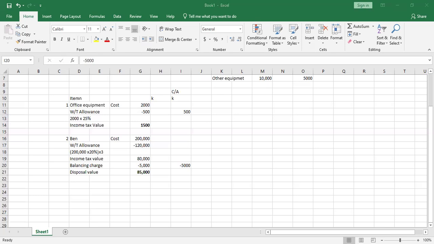All right. So now let's look at industrial buildings. Capital allowances on buildings, right? Buildings are classified into two: industrial buildings and commercial buildings. So now we're looking at capital allowances on industrial buildings.